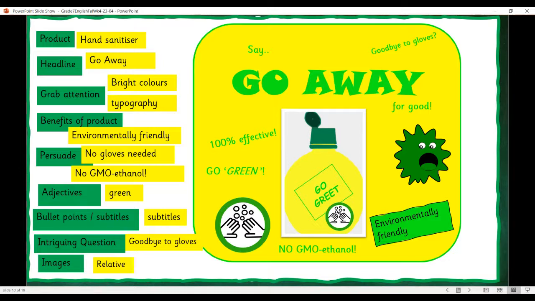Now, I have definitely exaggerated here. I have said in this ad that it's 100% effective and it says go away for good to germs. Now, can I, as a person supplying a product, actually promise that to a consumer?